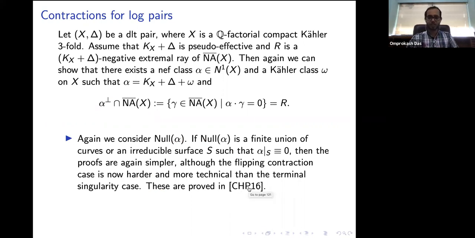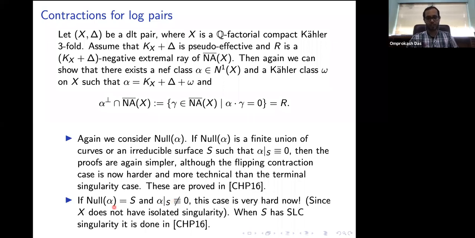What we do is the other case, when alpha is S but alpha restricted to S is not numerically trivial. This case is very hard. Since X does not have an isolated singularity, the descending argument that they did simply does not work. You cannot do that. However, when S has semi-log canonical singularities, this is already done in Competition-Hiring.